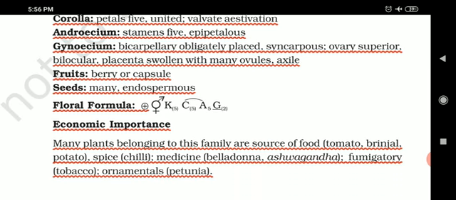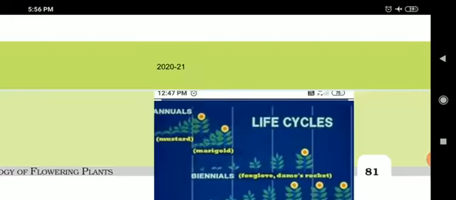Then gynoecium, it is underlined because it is superior ovary. 2 is written because there are 2 locules, and it is put in bracket. It is showing it is syncarpous, means they are fused. Economic importance, so examples are important.